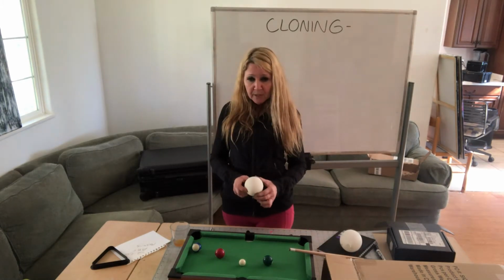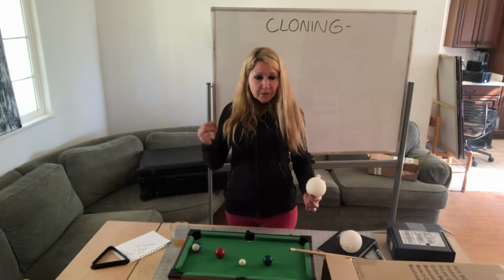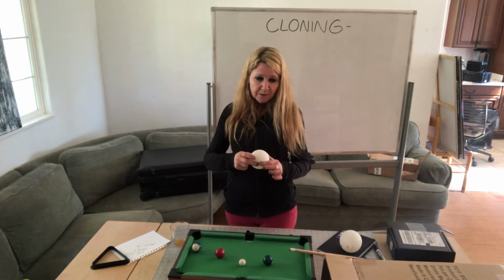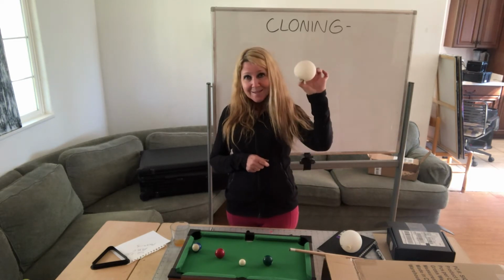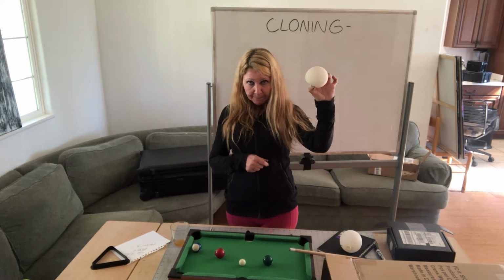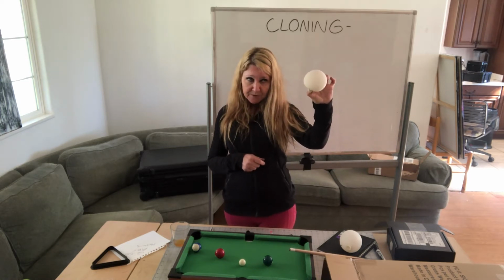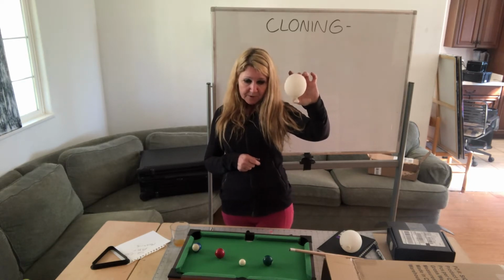Let's say we're going to clone a cow. Usually it's just easy to get a skin cell. So they get a skin cell from the cow. Let's say this is the cell. This has DNA in it. This has instructions, directions, what the cell is to do. This is what tells the cell what to do.